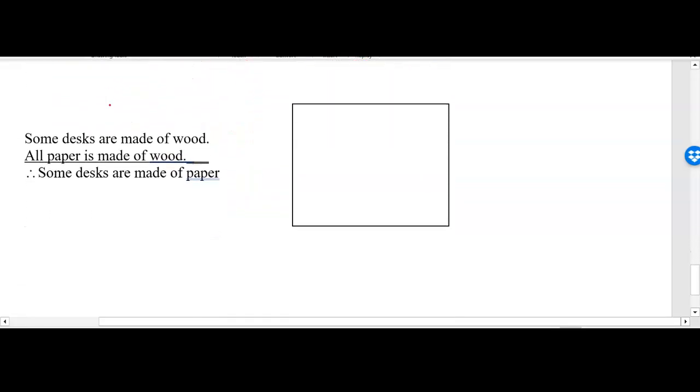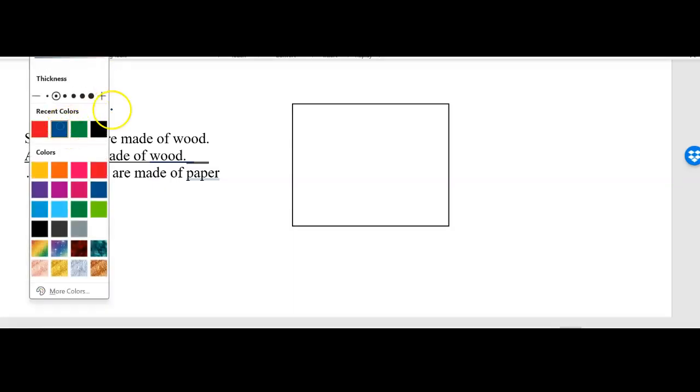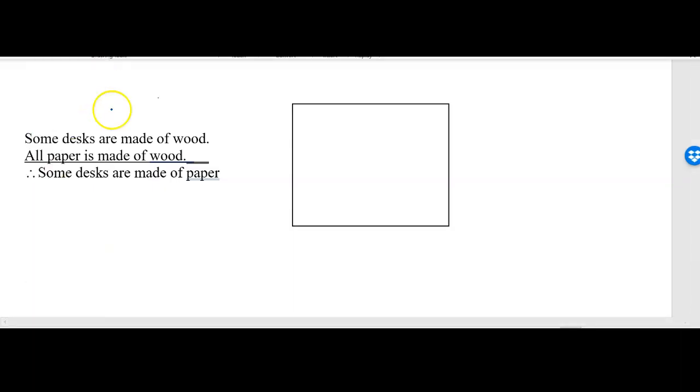All right, we're going to try one more. Some desks are made of wood. Okay. And just to show you, it doesn't matter which circle is which. So I'm just going to make this one this time wood. I just want to show you it does not matter because they both just have to overlap. So we'll just do it this way. Some desks, right there, are wood. Some are not.